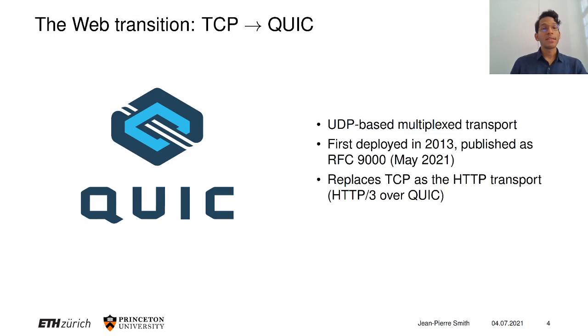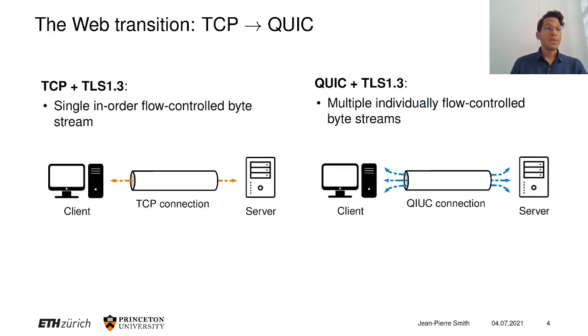And while QUIC is similar to TCP in that it is congestion controlled and it performs reliable delivery, it differs from TCP in a number of ways. For example, in TCP, a single in-order flow-controlled byte stream is provided from the client to the server, whereas in QUIC, multiple byte streams are sent over a single connection. And these byte streams are all individually flow controlled, and a loss on one stream does not affect the transmissions on another stream.